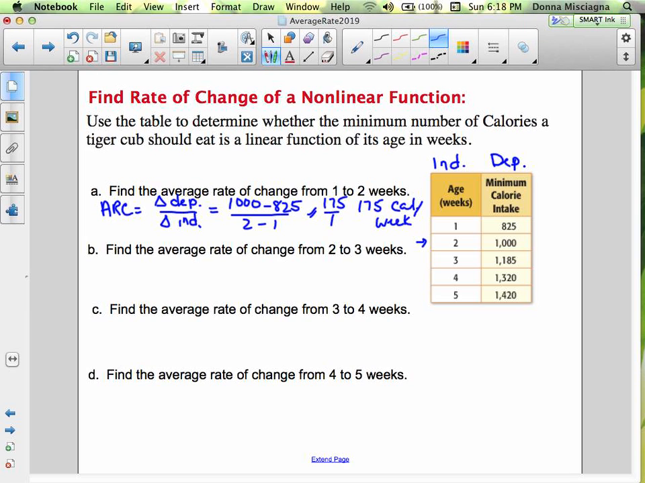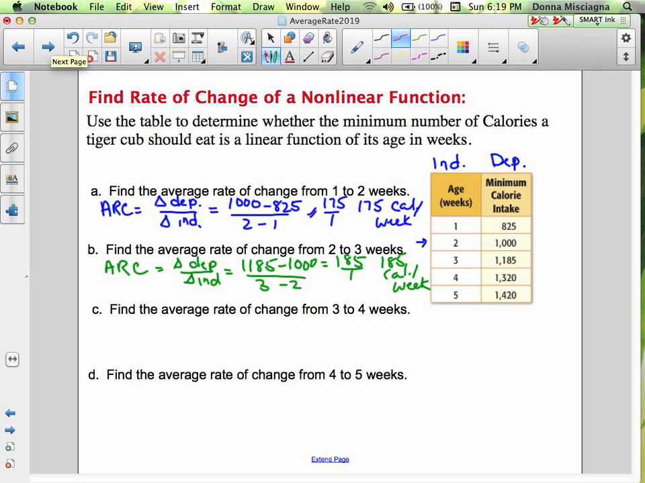Now let's try the next one. Find the average rate of change from 2 to 3 weeks. Again, that's the change in the dependent over the change in the independent. From 2 to 3 would be 1,185 minus 1,000 divided by 3 minus 2. So that's 185 divided by 1. Now it's 185 calories per week. So now it needs more. He's a growing tiger.